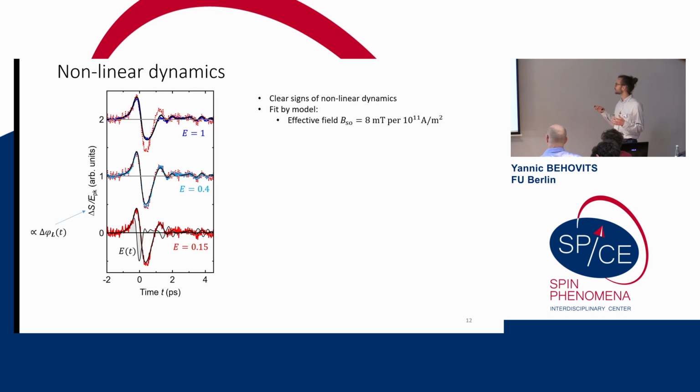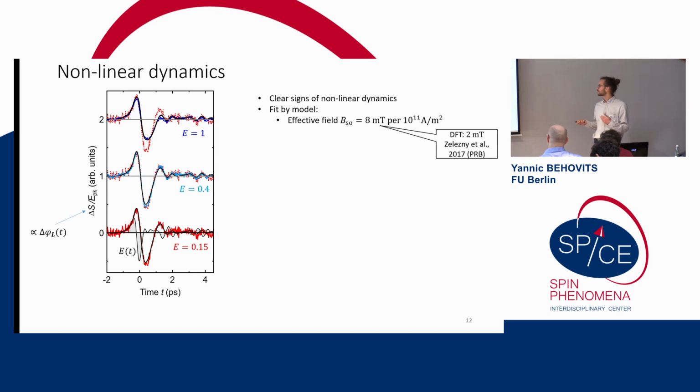So I've been wondering how to phrase it here. Basically, if you drive a current through this metallic antiferromagnet, for every 10^11 amps per meter squared, you get 8 millitesla of effective spin-orbit field. And this was a bit higher than what was calculated in DFT some years ago. So we think it's quite reasonable.